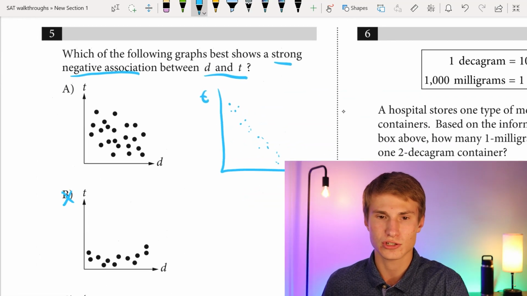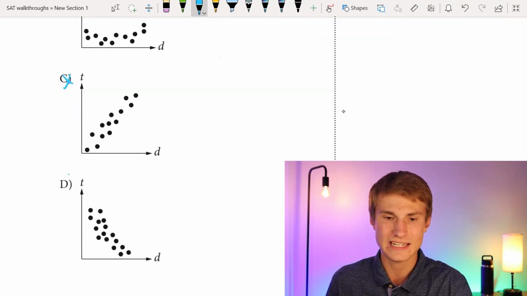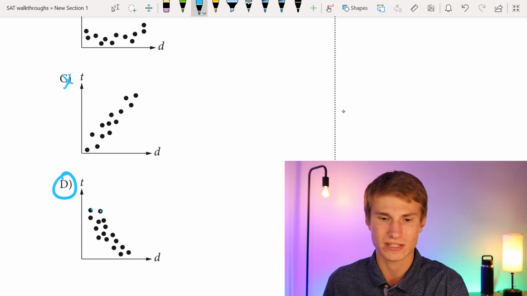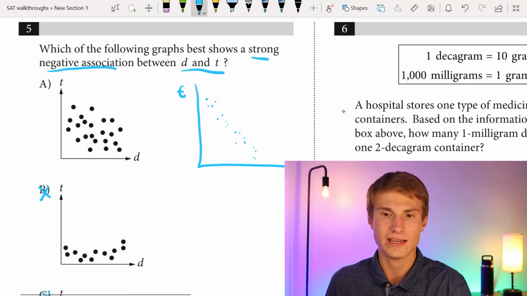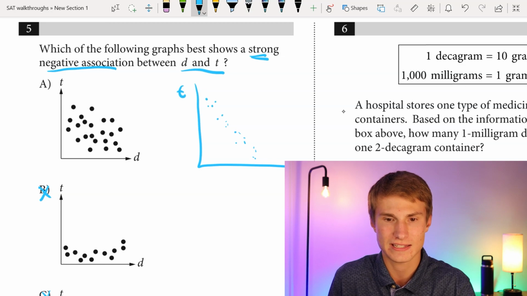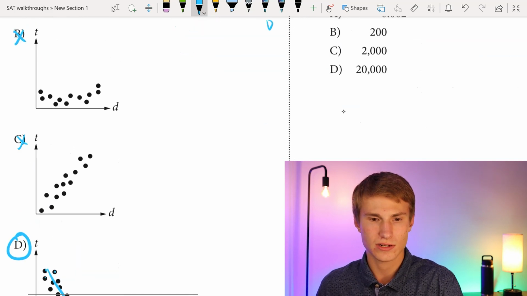We see that B doesn't even show that negative association. We see C shows a positive association, and we see that D is showing that strong, which means that they're really collected close to each other, and negative correlation. Answer choice A isn't strong. That's why A is wrong. A is negative correlation or negative association, but it's not strong. So our answer there for 5 is going to be D.